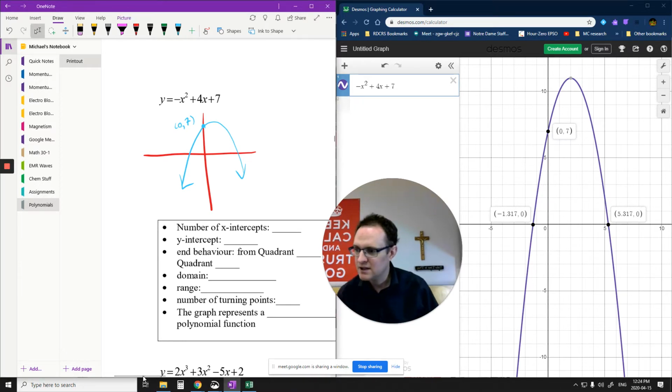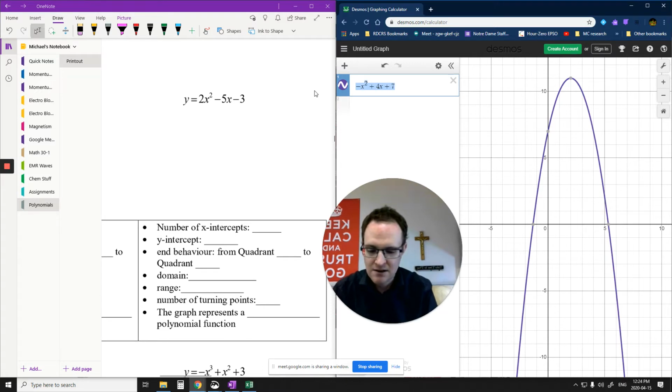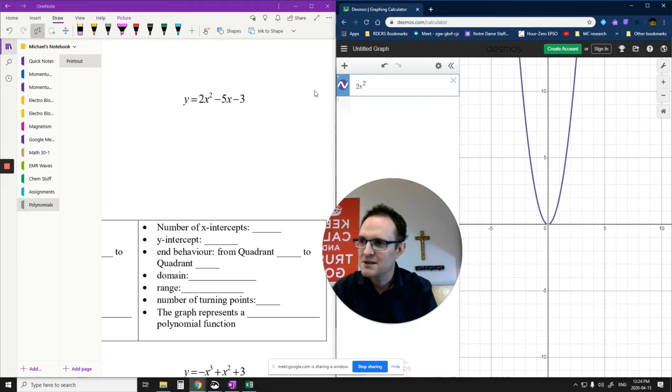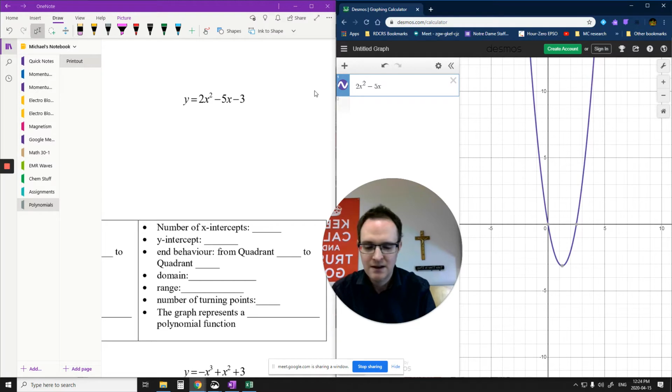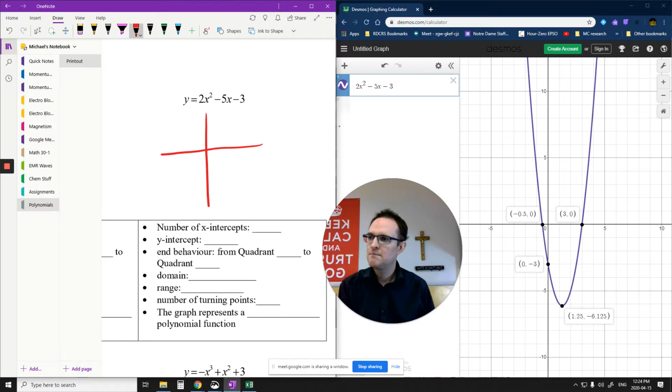Let's just go over to the next one here. Let's sketch this one out. This is positive 2x squared, just emphasizing the positive there, it might be useful, and minus 5x minus 3. So here's my graph. Okay. Let me just click a couple points on this graph so we can see what this looks like here. Well, this is much nicer x-intercepts. Give a little sketch. And we have a point here, (0, negative 3).